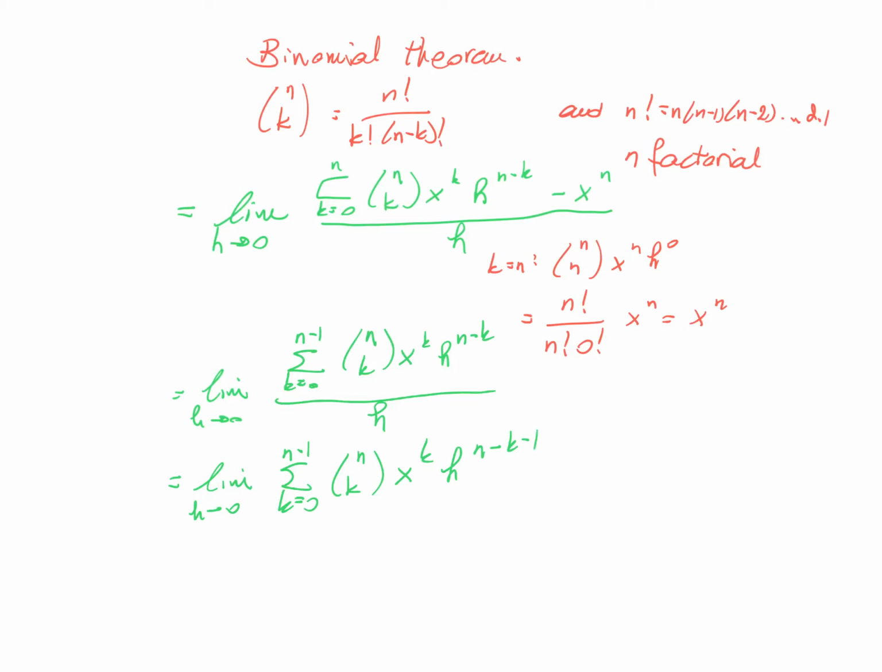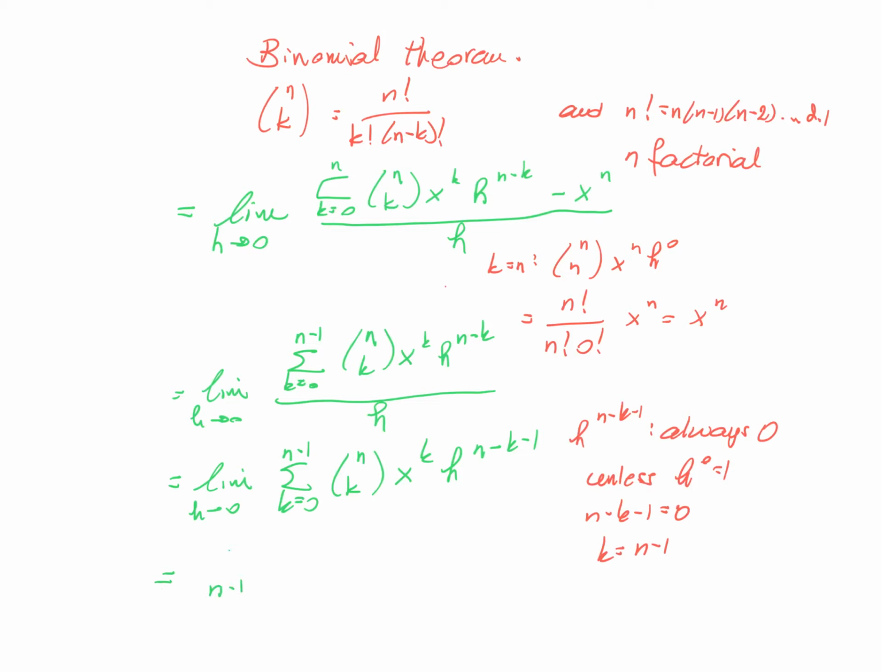What we see in this last equation is that you have h to the power n minus k minus 1. In the limit for h to 0, this will always be 0, unless we have h to the power 0, which is 1. So unless n minus k minus 1 is equal to 0, or k is equal to n minus 1. So if I take my limit for h going to 0, the only term that is left is the one for k equal to n minus 1.